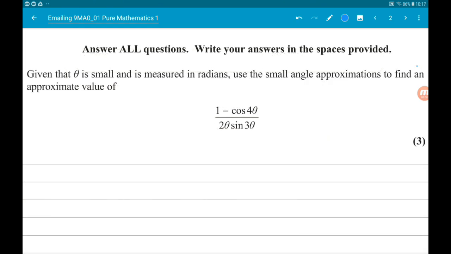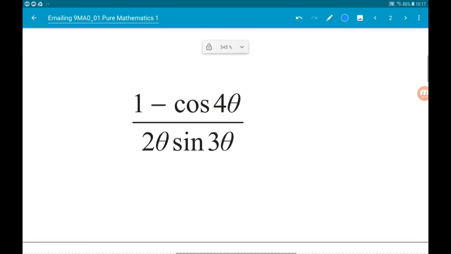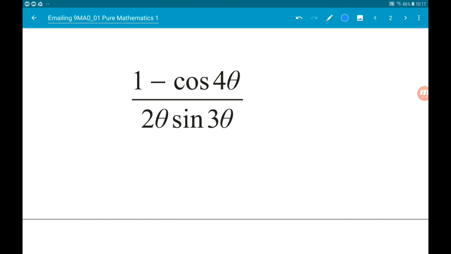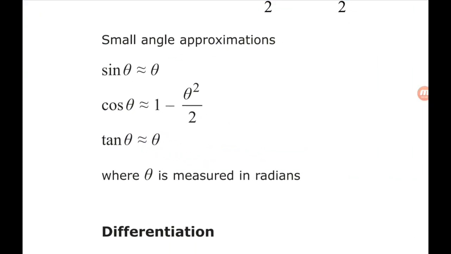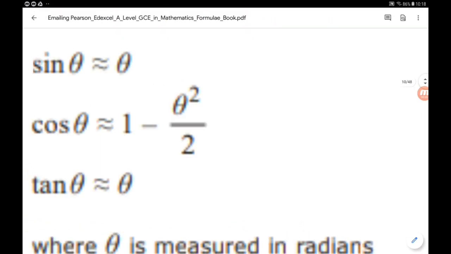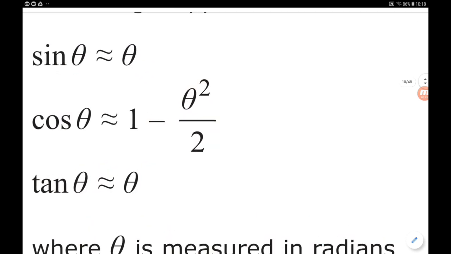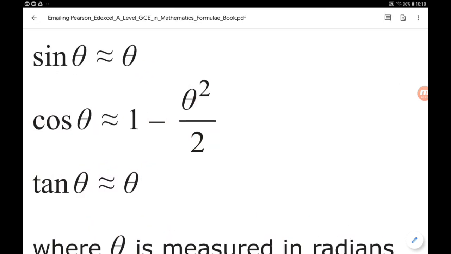Okay, for question 1, we have trigonometry with small angles. Given that theta is small and measured in radians, use the small angle approximations to approximate the value of 1 minus cos of 4 theta over 2 theta sine of 3 theta. So we are given what we need here. Let's start with cos. Cos of theta is approximately 1 minus theta squared over 2.